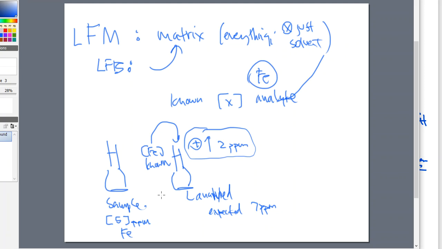In other words, if I add this known concentration to my lab fortified matrix, and my concentration is a 5 still after that, I know that something's wrong because it started out to be a 5, right? It's now not changing. That doesn't make any sense. If I add more, my signal should go up. And hopefully that shows up on the back end of this.